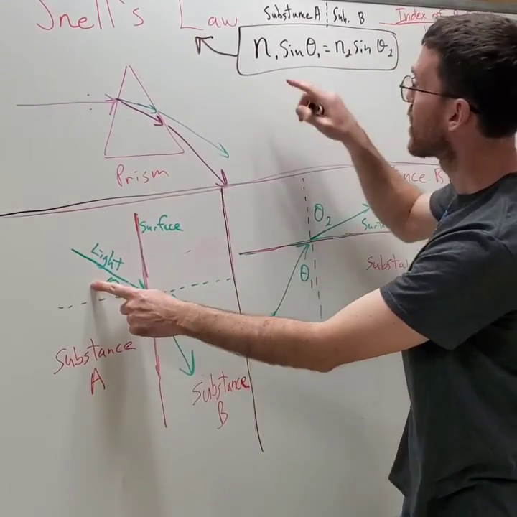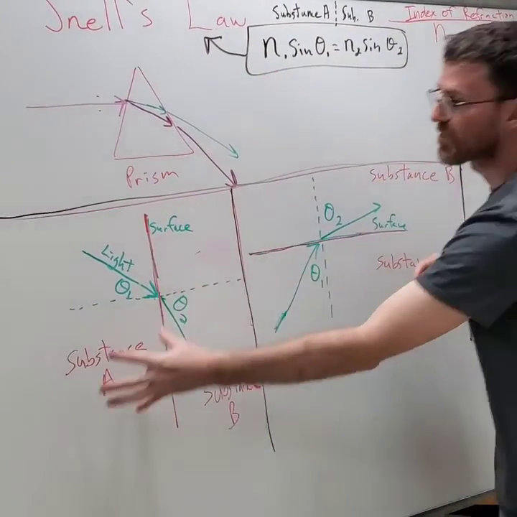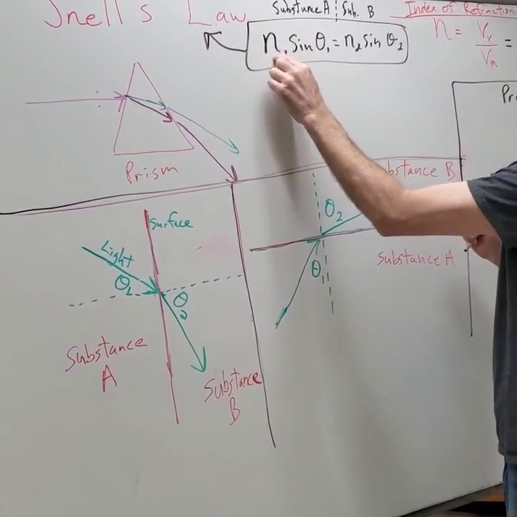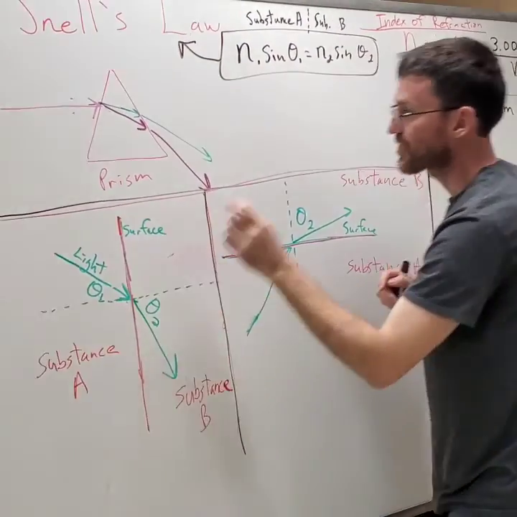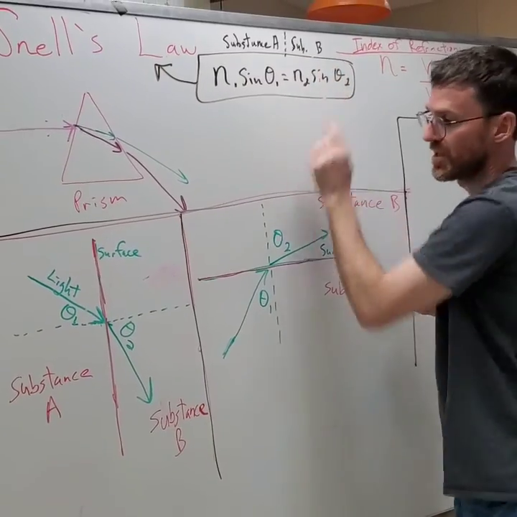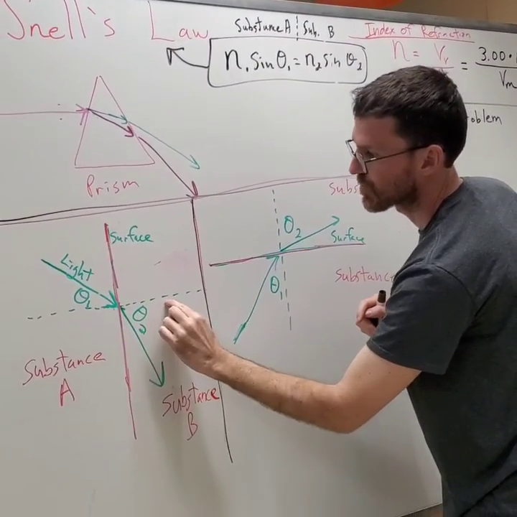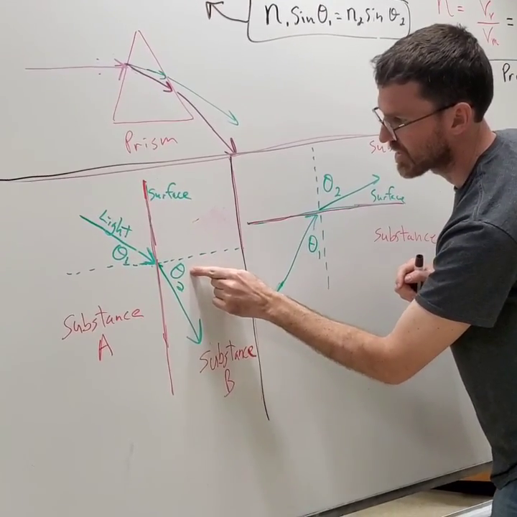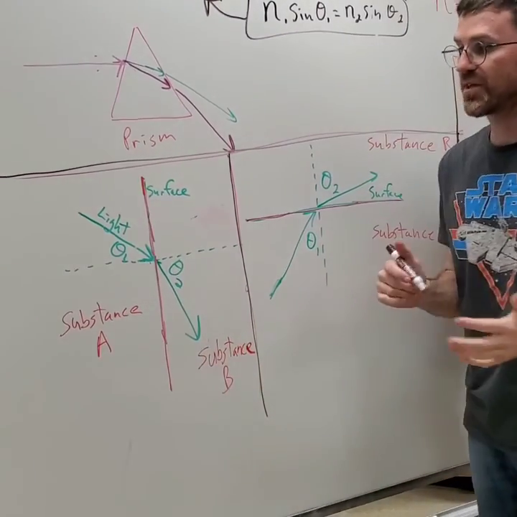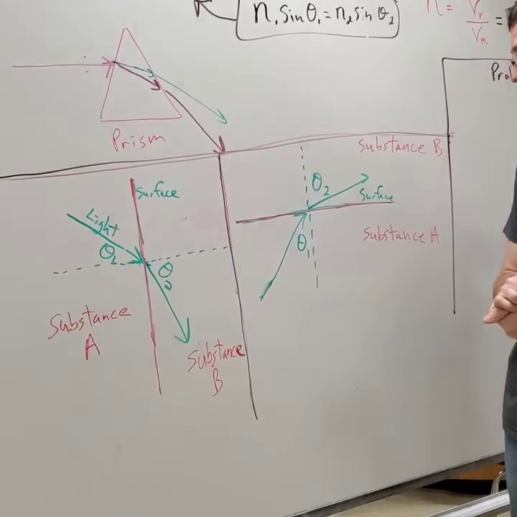So there's theta 1, in substance A, with that index of refraction there. This is the substance B side. There's your normal, and there's your light ray bent. That's theta 2, and we use the n value for substance B.